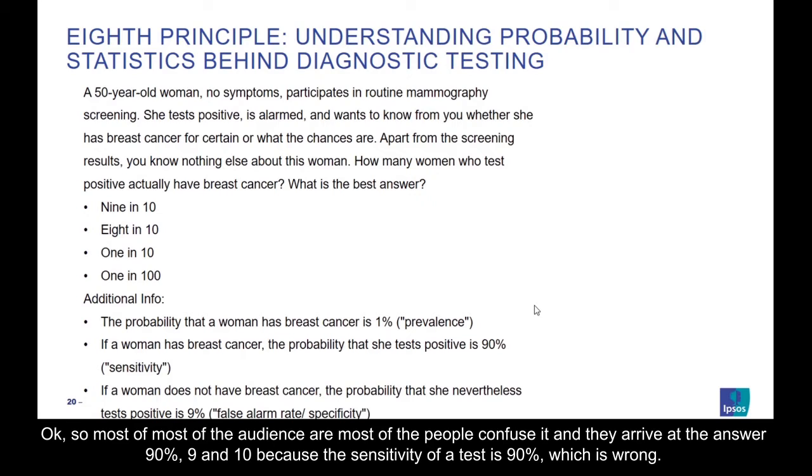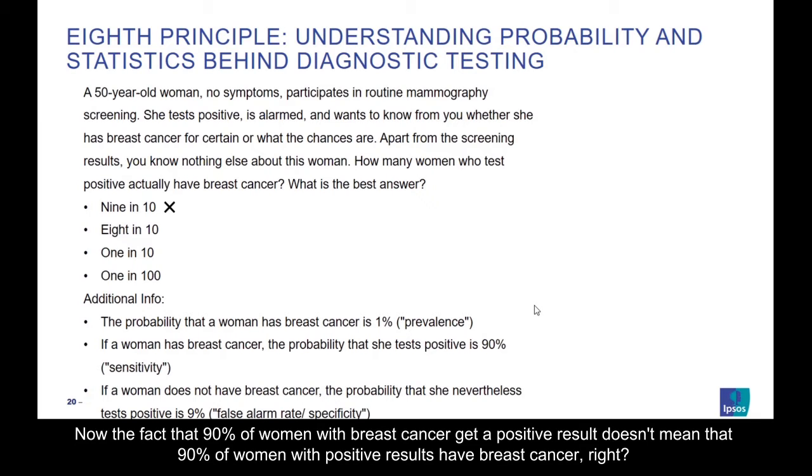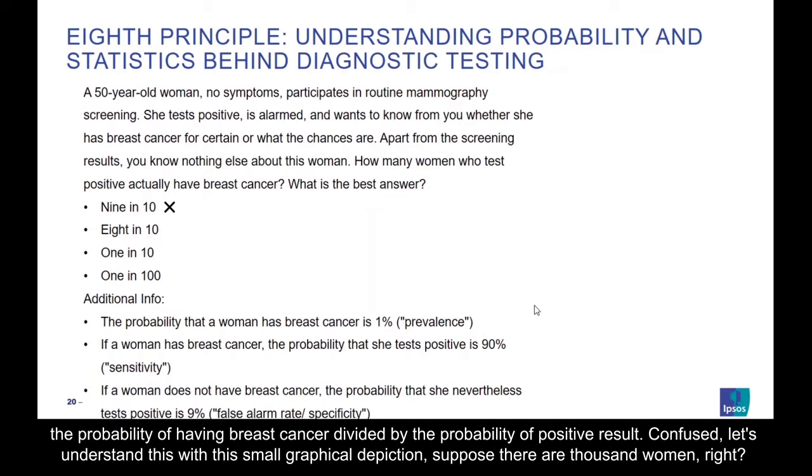Okay, so most of the audience or most of the people get confused and arrive at an answer of 90%, 9 in 10, because the sensitivity of the test is 90%, which is wrong. Now, the fact that 90% of women with breast cancer get a positive result doesn't mean that 90% of women with positive results have breast cancer, right? The probability of having breast cancer given a positive result is equal to the probability of a positive result given the patient has cancer multiplied by the probability of having breast cancer divided by the probability of a positive result.